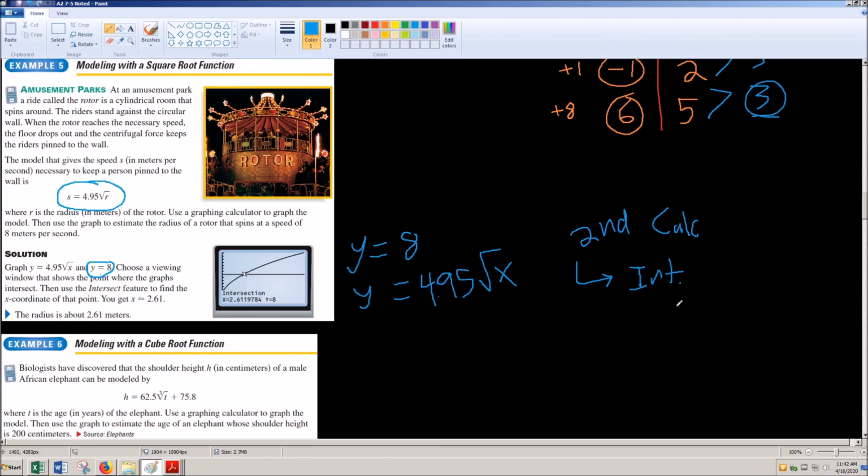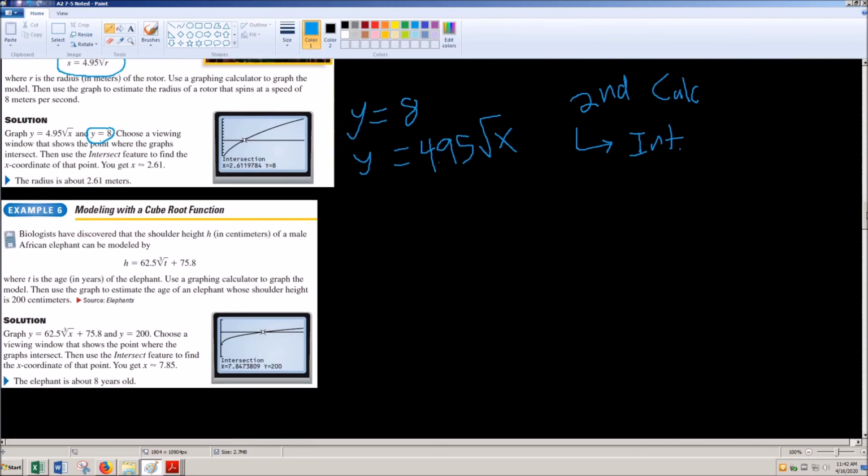And then from there, it'll give you the intersection point, which for this one is approximately 2.61. So it would take a radius of about 2.61 meters to get your speed of 8. So just looking at this here, I'm more interested in the calculator bit than anything else, but we won't be doing a ton of stuff like this. It's just good for you guys to at least be exposed to a little bit.